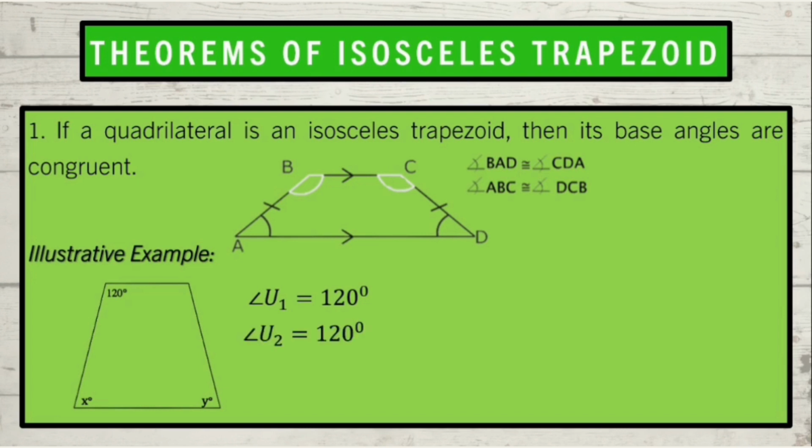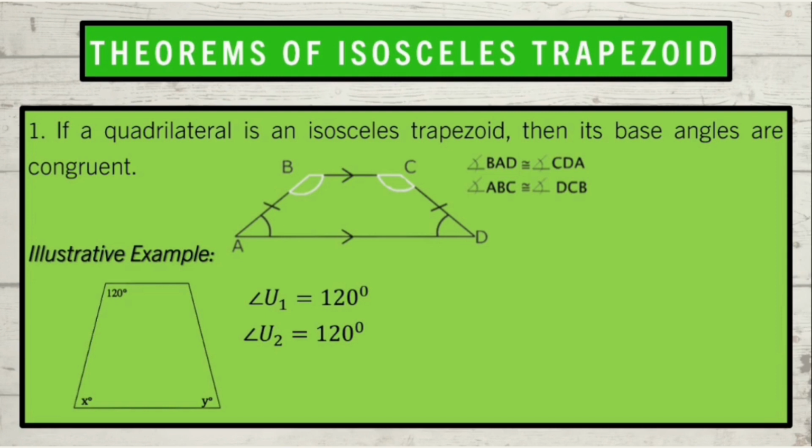Why? It is because it is stated in the theorem that base angles of an isosceles trapezoid are congruent. Now, how do we find the measure of the lower base angles? Well, one of the lower base angles will be equal to 60 degrees. If you got that, well done.